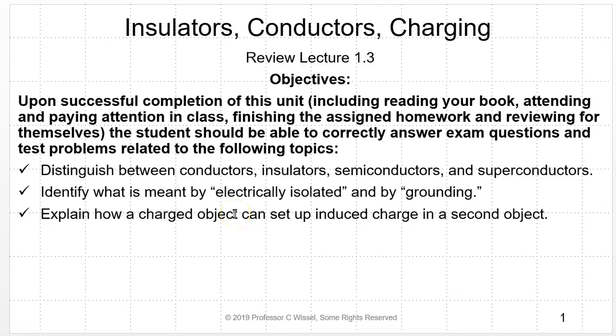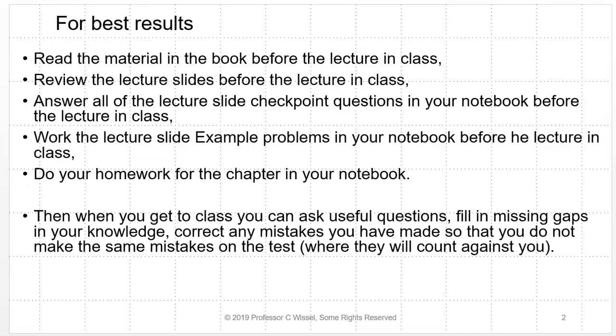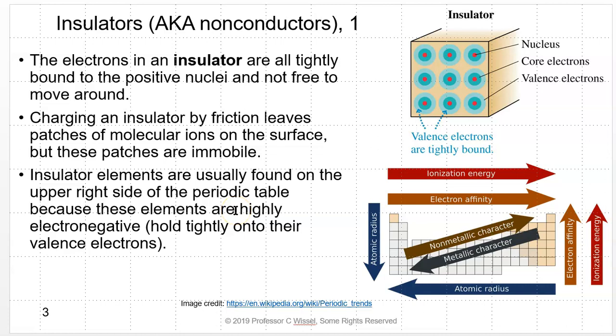Welcome to lecture 1.3. Once you finish this and do your book reading and everything else that you have to do, you should be able to distinguish between conductors, insulators, semiconductors, and superconductors, identify what is meant by electrically isolated and by grounding, and explain how a charged object can set up an induced charge in a second object. This is the review, not the first time you should be seeing it.